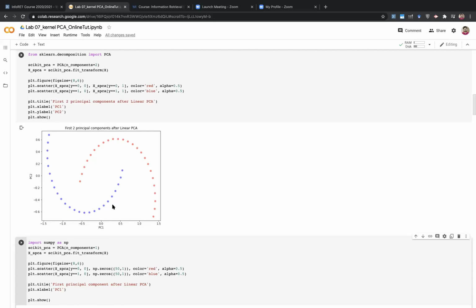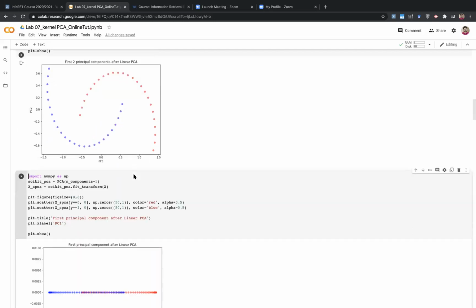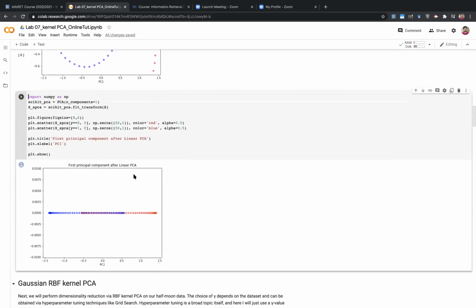Let's try to plot the first principal component and see what's happening there. If we plot the first principal component, then we see that the data is not linearly separable in any way. You cannot draw a line here, right? Because the two classes, the blue and red, are intermingled with each other. They are on top of each other. So you could not possibly separate them.